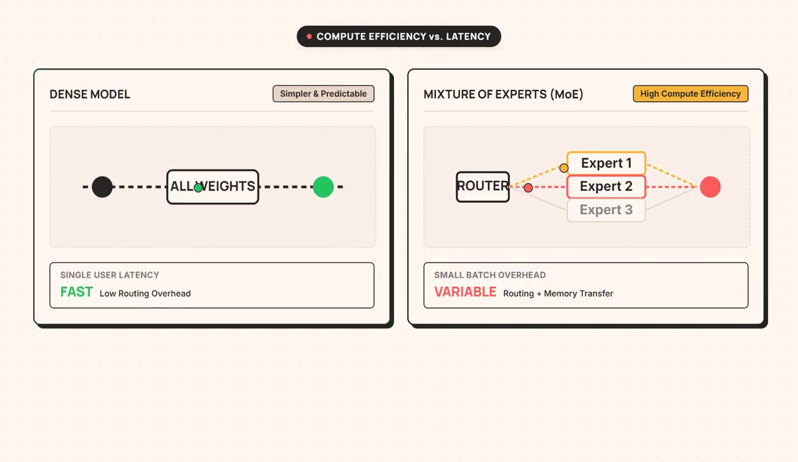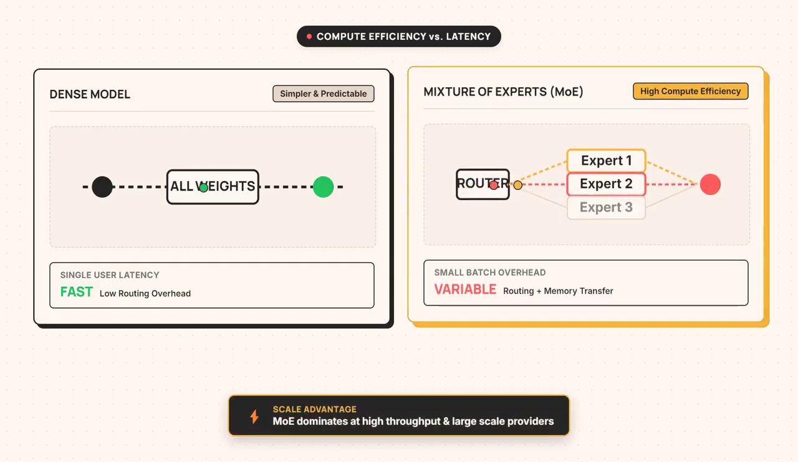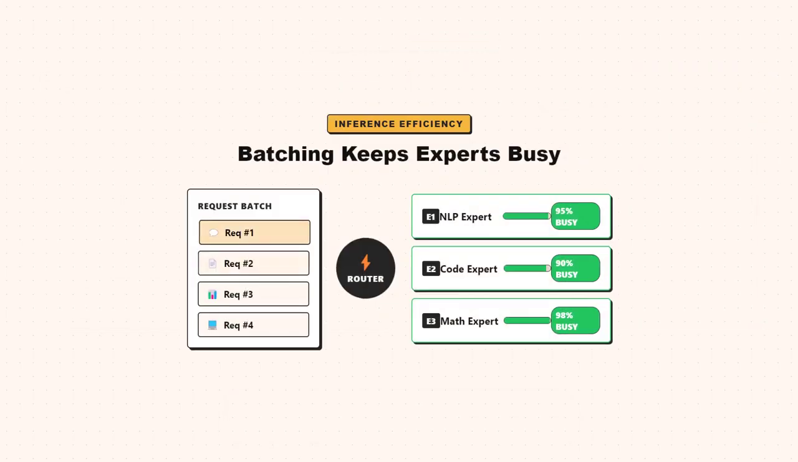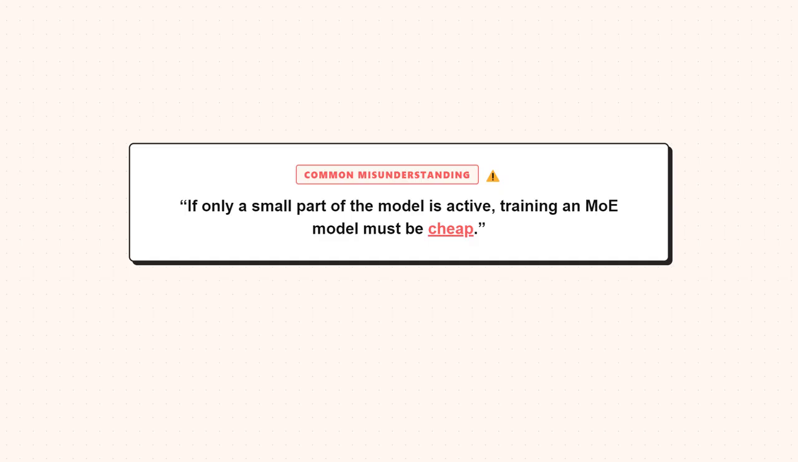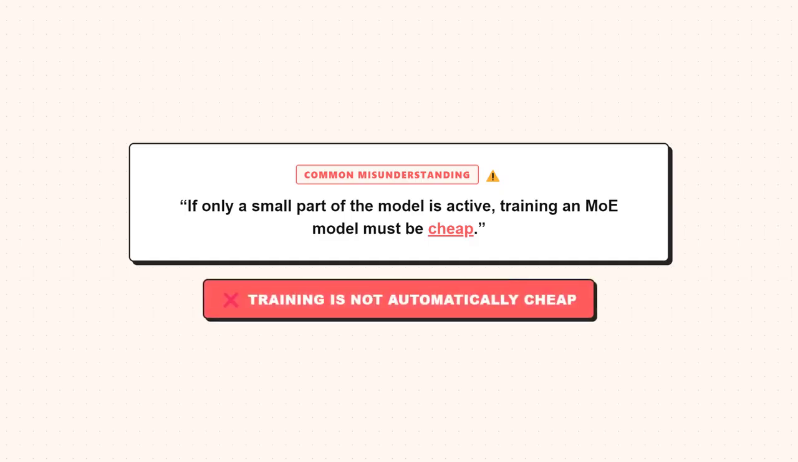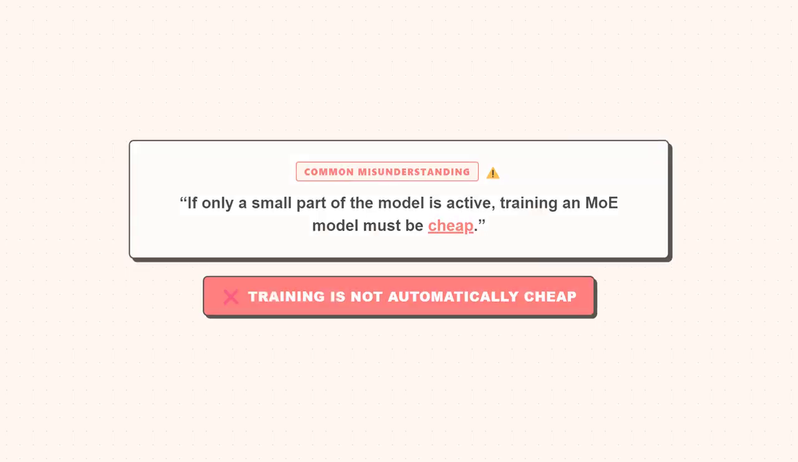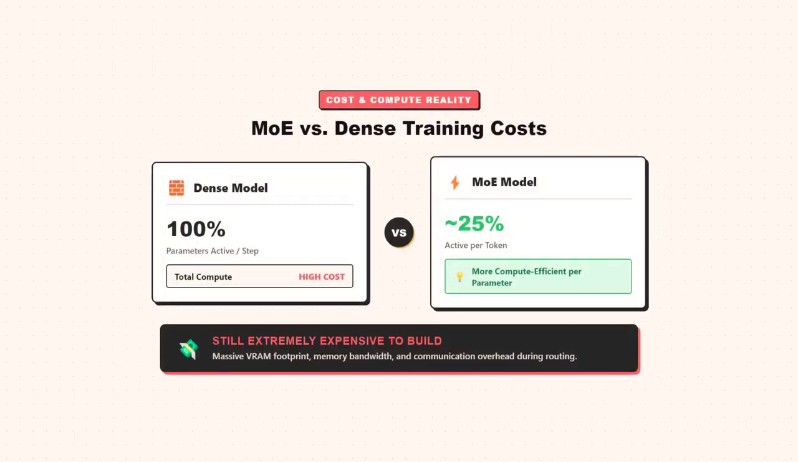A dense model can sometimes be faster for a single user or a small batch because it has a simpler and more predictable execution path. MoE becomes especially attractive at large scale, where providers can batch many requests together and keep the experts busy. Training is not automatically cheap. There is another common misunderstanding. If only a small part of the model is active, training an MoE model must be cheap. Training may be more compute efficient than training a dense model with the same total parameter count.